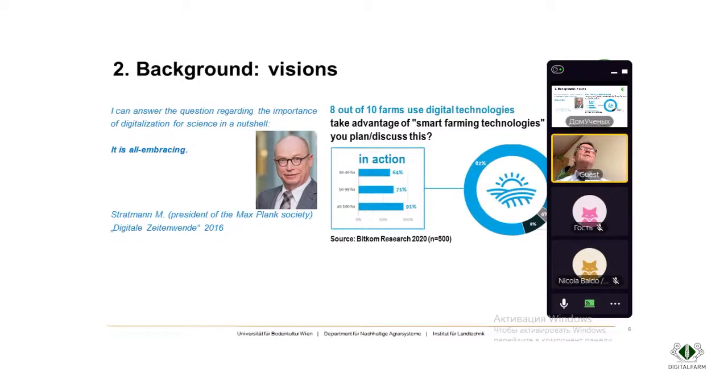On the right side, you see a survey done in Germany in the year 2020 on 500 farms with the question: how far are tools of smart farming technologies implemented in our farms yet? And that was quite interesting: over 80% of the farms say they are planning to implement smart farming technologies in their farms, but only 8% mentioned that this technology will not be relevant for them, only 8%.